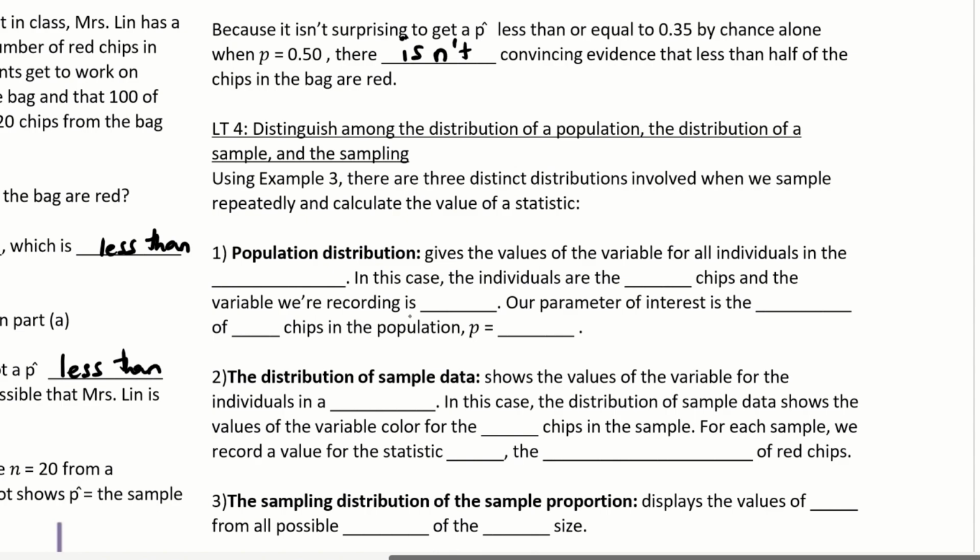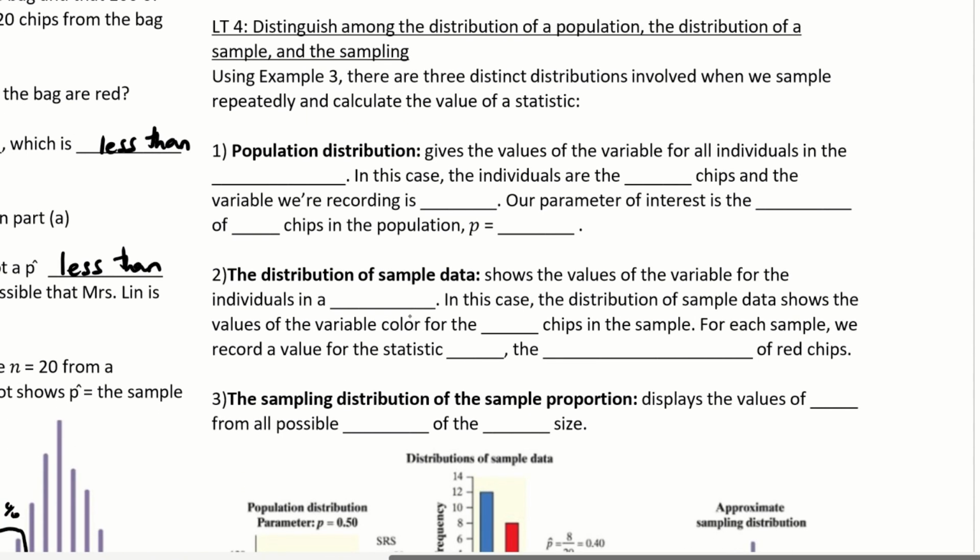All right, so learning target 4: distinguish among the distribution of a population, the distribution of a sample, and the sampling distribution of a statistic.